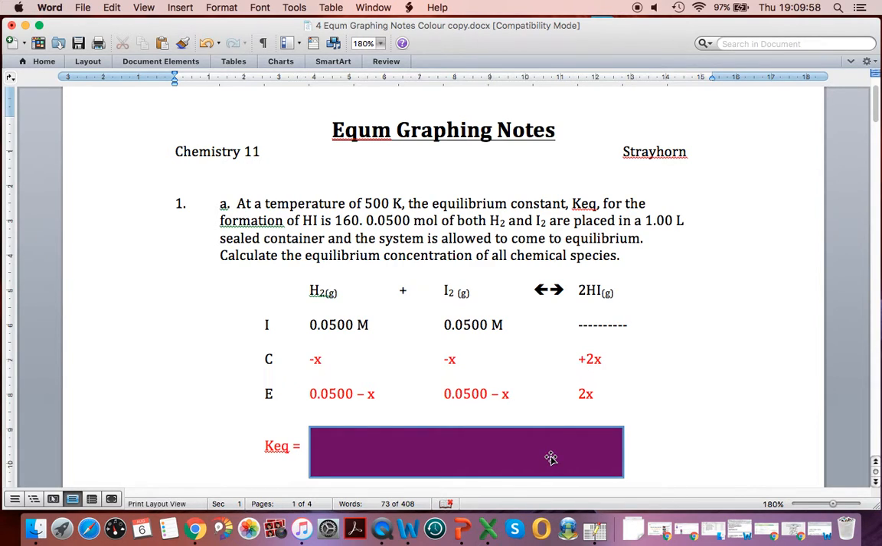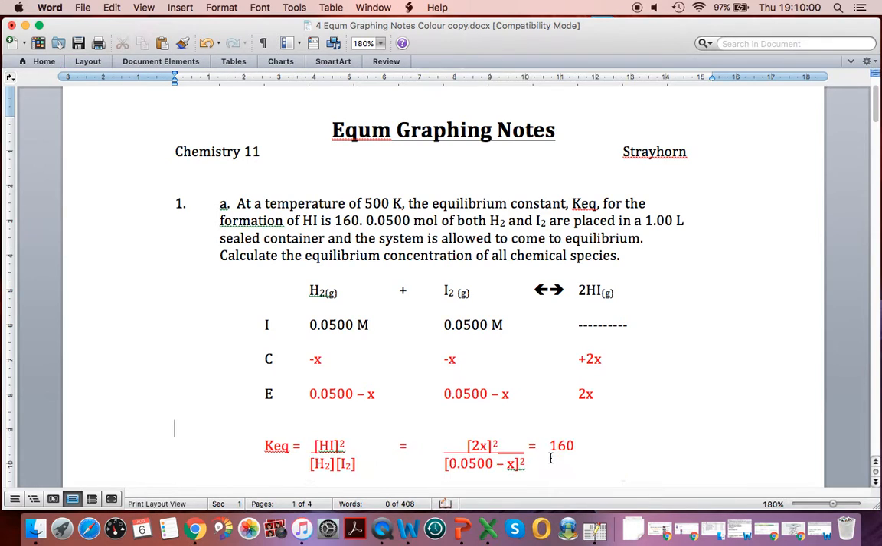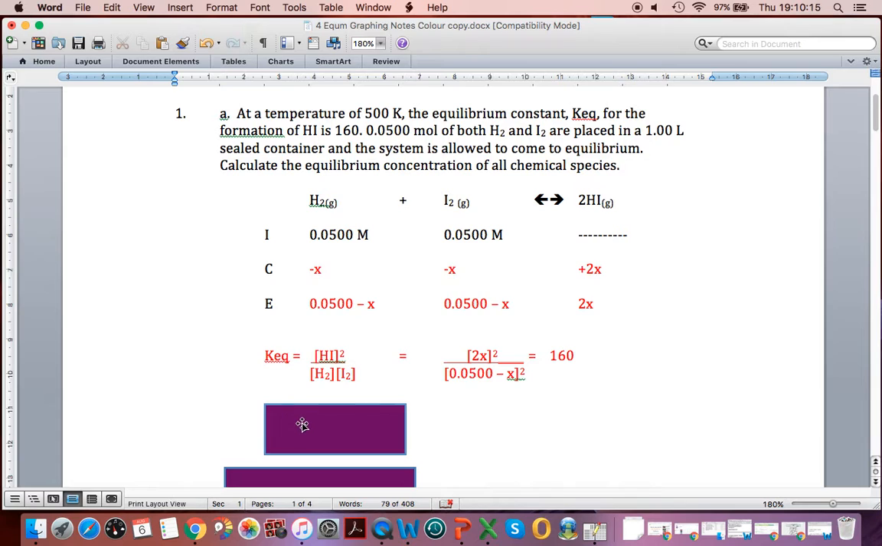Then we write out the KEQ expression, and we can then solve for x. This is one of those perfect squares. This term is squared and this is squared. And the number doesn't have to be a perfect square. We're just going to take a square root of it. So that's what's going to happen next.